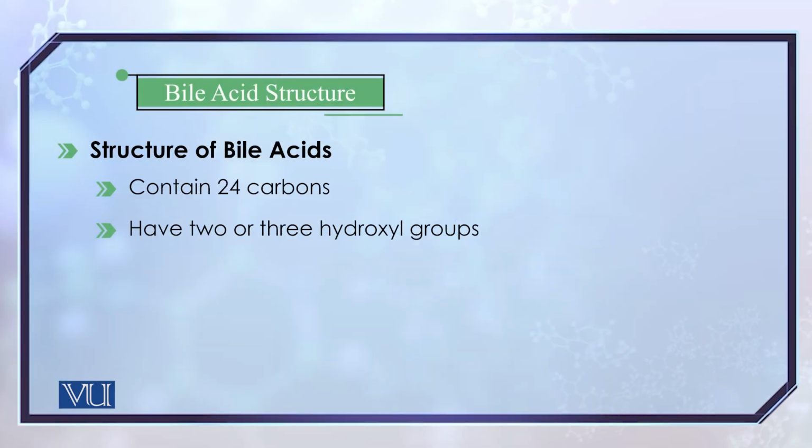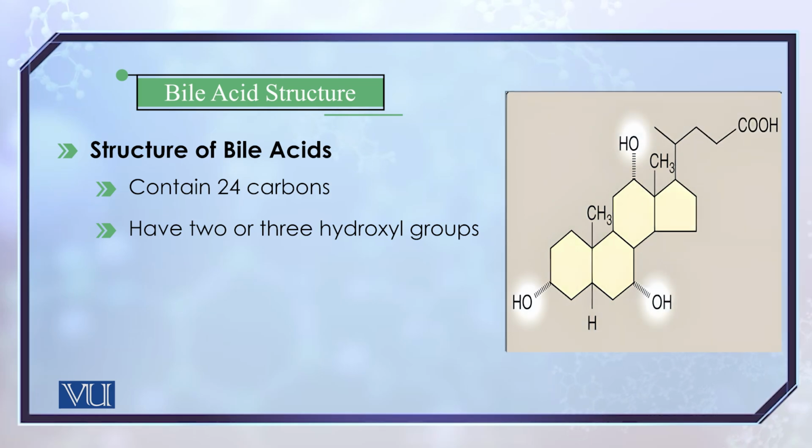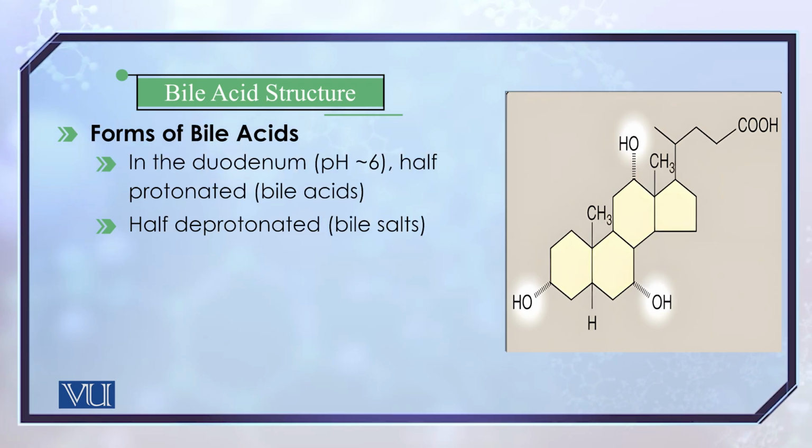Because bile comes from the degradation of cholesterol, it is a derivative of cholesterol, so it's very similar in structure to its parent molecule, cholesterol. It contains 24 carbons and has 2 to 3 hydroxyl groups. Its side chain has a carboxyl group, and you can see it very clearly. It forms bile acids after degradation. The cholesterol after degradation gives rise to bile in the form of bile acid.